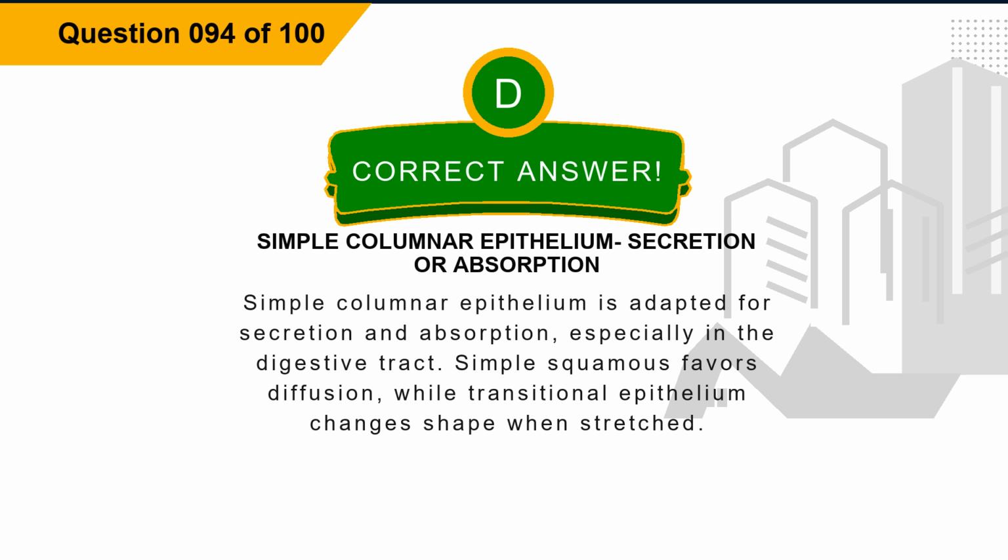Explanation. Simple columnar epithelium is adapted for secretion and absorption, especially in the digestive tract. Simple squamous favors diffusion, while transitional epithelium changes shape when stretched.